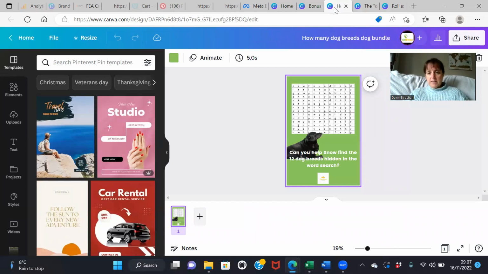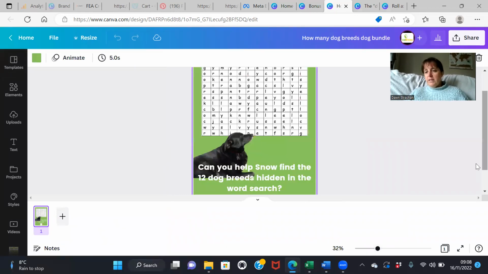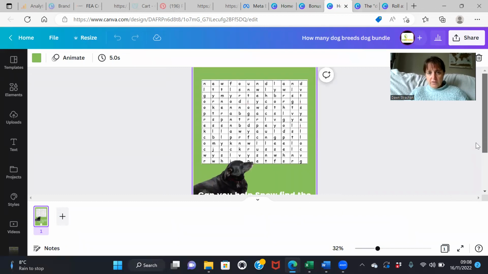The second thing I've put in there is a word search. It's not on green, it's just on white. This was just an image I created for social media. But hidden in here there are 12 breeds of dogs. For example, across the top we've got Newfoundland. I can't remember what else I've put in there, but there's 12.